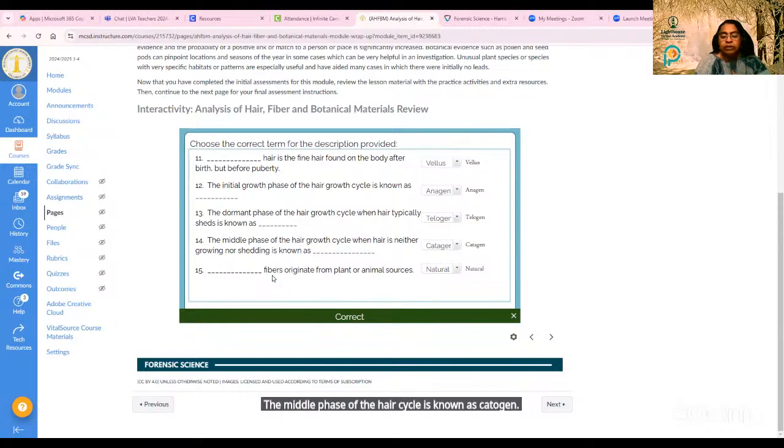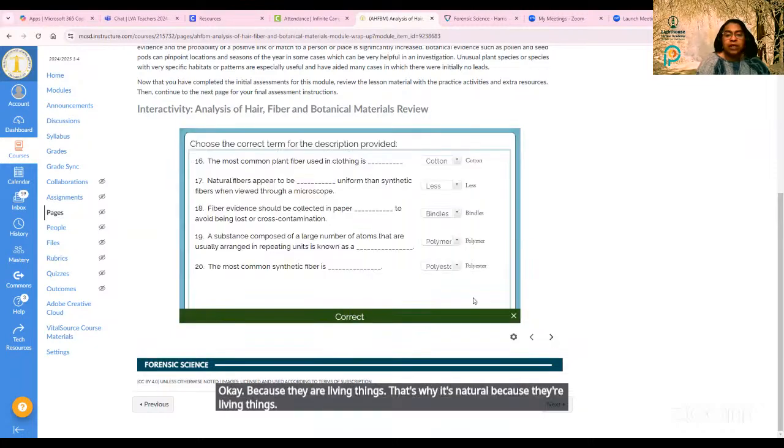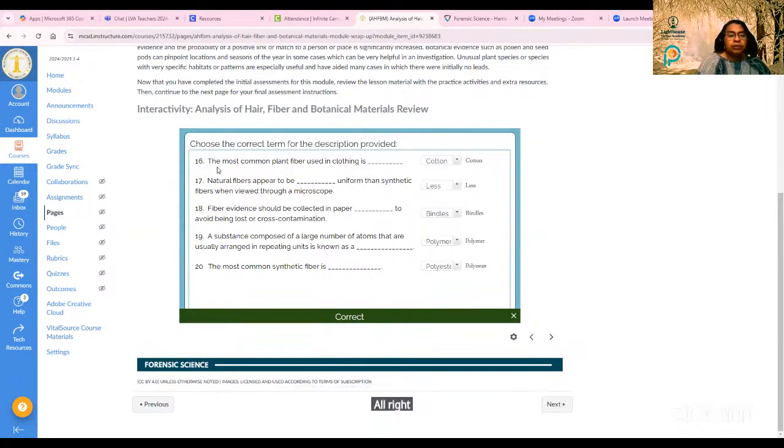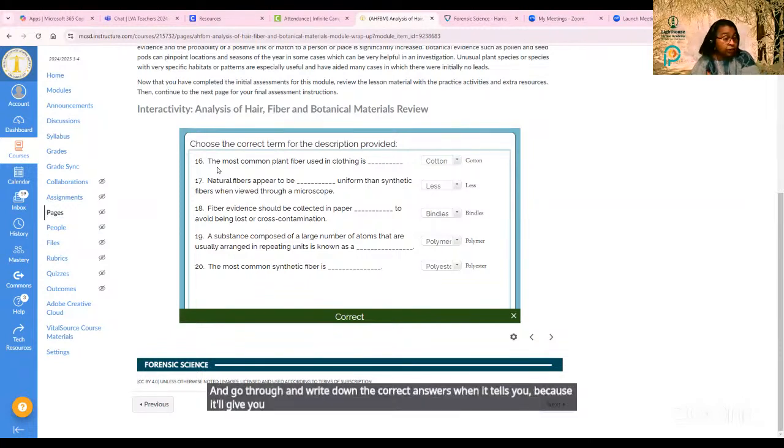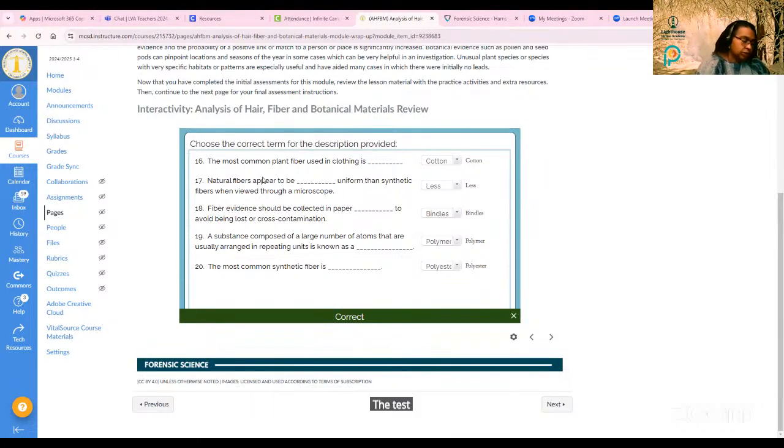I'm going faster. Natural fibers originate from plants or animals, okay? Because they are living things. That's why it's natural, because they're living things. All right, next one. And again, when you go through yours, write down the correct answers when it gives them to you, because it'll give you your correct answers later. If you need to go back and do it again, do it again. But this is good practice, because I will be taking the test questions from this.